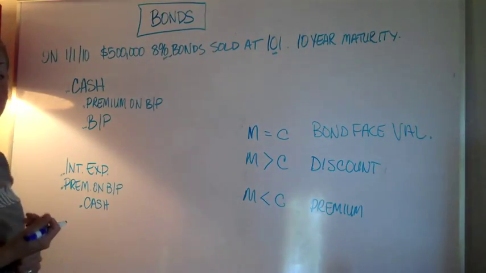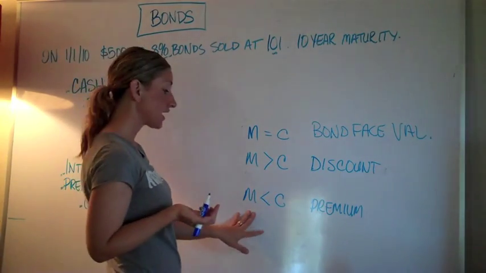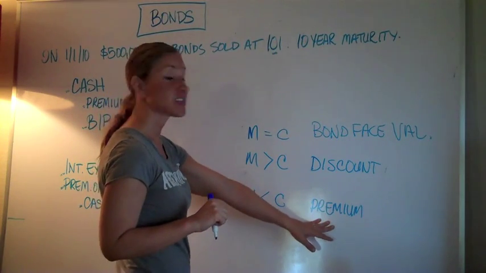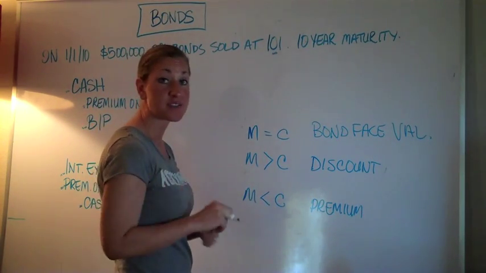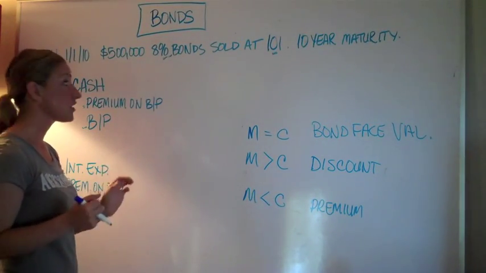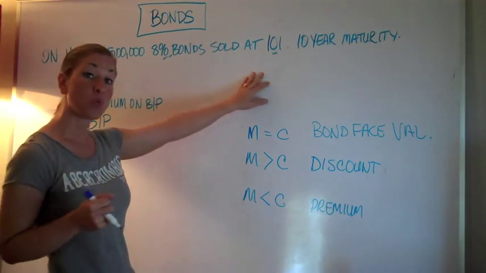Let's move on to a bond that's sold for a premium. Remember that anytime the market rate is less than the coupon rate, or the rate that we're paying the interest on, it's going to sell at a premium, meaning a higher price than its face value. So on January 1st, 2010, we have a $500,000 8% bond that's sold at 101.